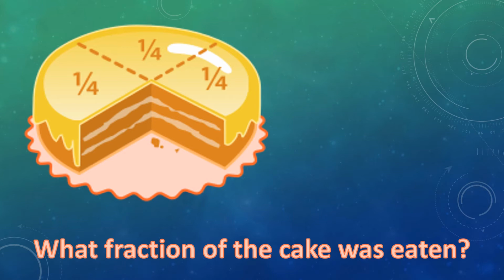So the question says, what fraction of the cake was eaten? Well, to solve this problem, we need to look at the image and imagine as if that missing piece were still there. How many pieces was this cake divided into? 4. It was divided into 4 pieces, and I know because I can see the lines and I can imagine that last piece being in there.